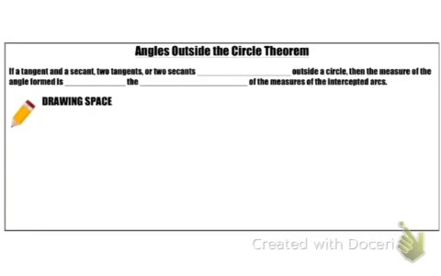Alright, so for angles outside of the circle, if a tangent and a secant, two tangents, or two secants intersect outside of a circle, then the measurement of the angle formed is 1/2 the difference of the measures of the intercepted arcs. In the previous examples we were adding the intercepted arcs, but now we're going to be subtracting them. So use the space below to draw your own diagrams and write down what I draw as well.